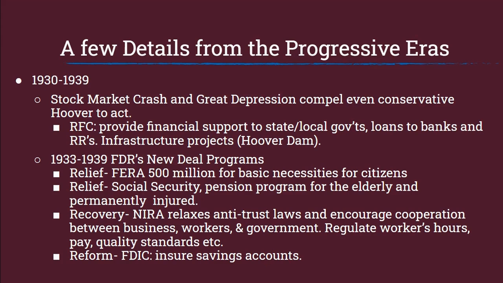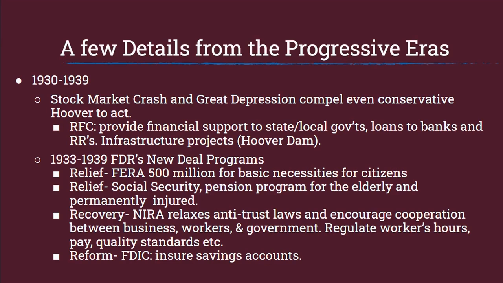There are many New Deal programs, of which I will not go through all of them, but here are a few highlighted ones. They can be divided into direct relief for suffering Americans, economic recovery, and permanent reform. First, FERA, which helped to provide basic necessities for citizens. And Social Security, which we still have, is a pension program for the elderly and permanently injured.